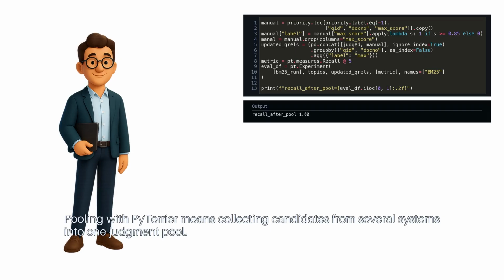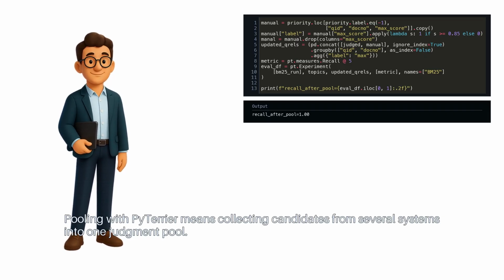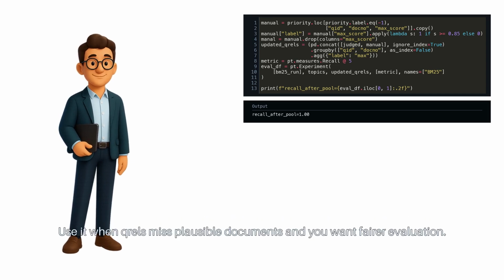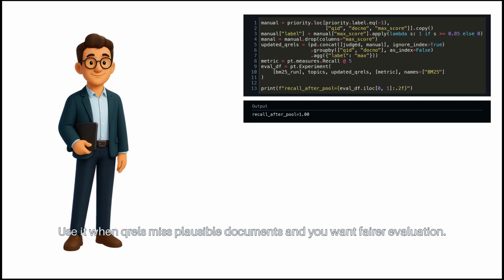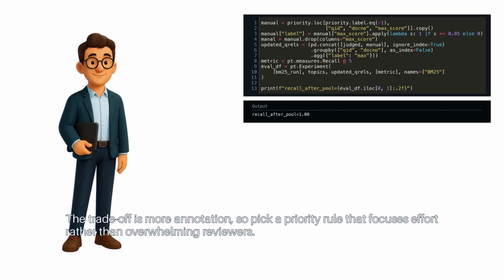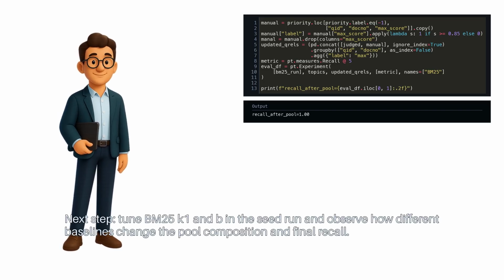Pooling with PyTerrier means collecting candidates from several systems into one judgment pool. Use it when Qrels miss plausible documents and you want fairer evaluation. The trade-off is more annotation, so pick a priority rule that focuses effort rather than overwhelming reviewers. Next step, tune BM25 k1 and b in the seed run, and observe how different baselines change the pool composition and final recall.